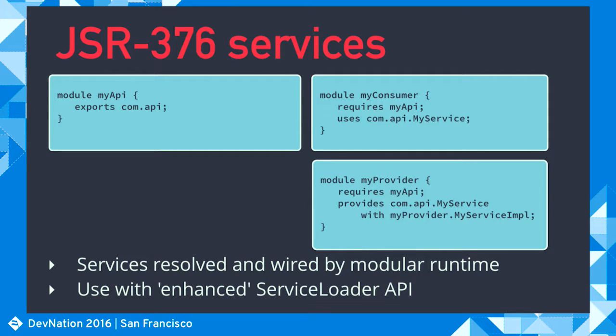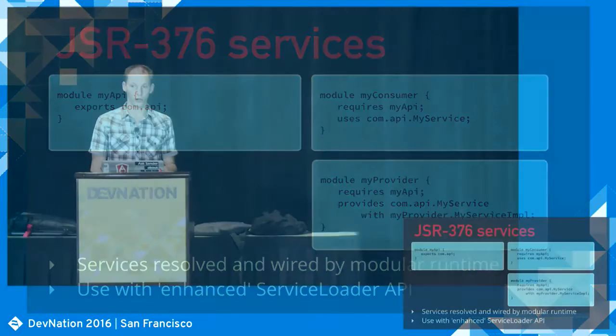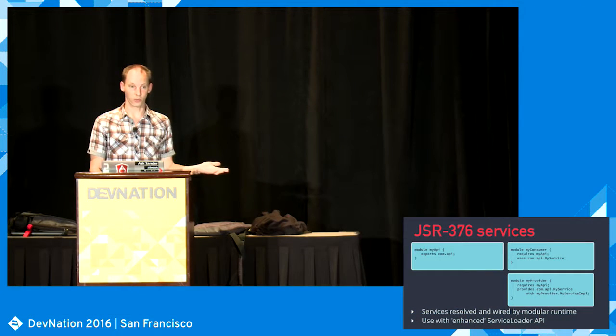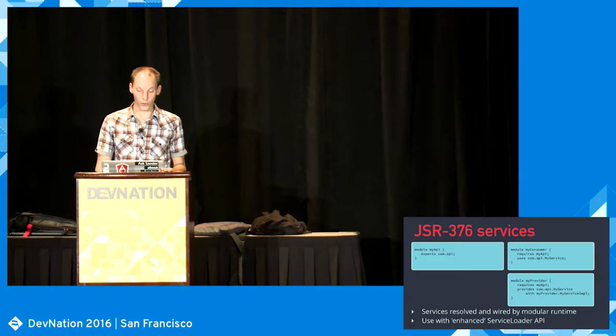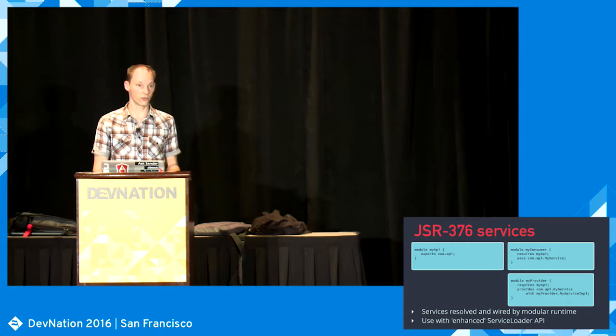And the interesting thing here is that the myProvider package isn't exported from this module, so it's not visible to the outside world. We cannot ourselves instantiate myProvider myServiceImpl, but we give the ability to instantiate it to the services mechanism of the module system. Now, the last piece of the puzzle that's missing here is, okay, how do you actually get a hold of these instances inside your consumer?